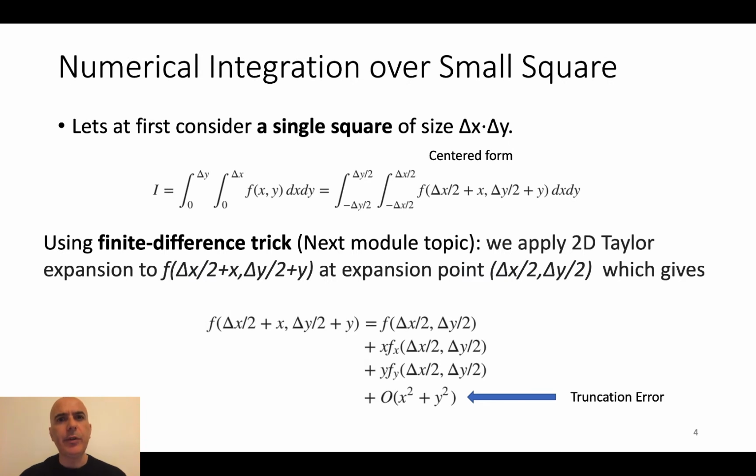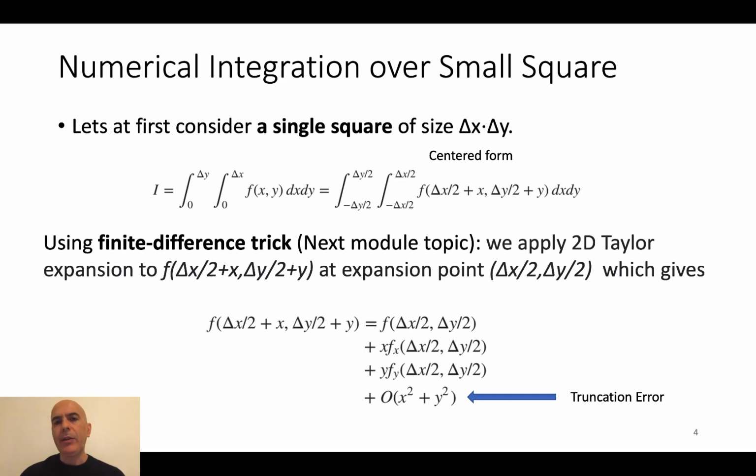So let's do the first step in our numerical integration. We want to calculate the integral on the small square, and our grid is constituted by many squares, right? n by n squares. So let's first consider a single square of size dx times dy. This is the following integral, and we can approximate it by taking the value of the function f at the center of the cell. Using a finite difference trick, we will focus on this technique in the next module of this course.